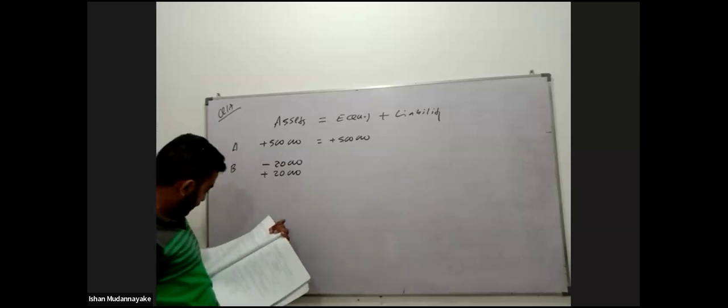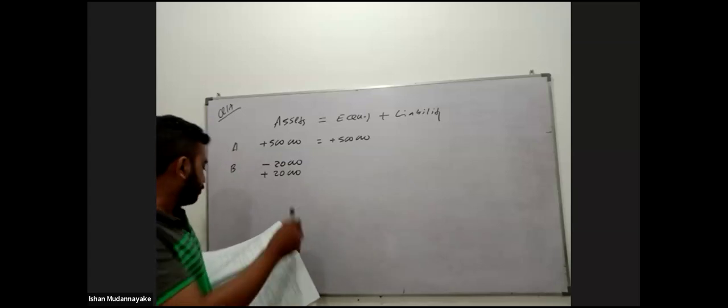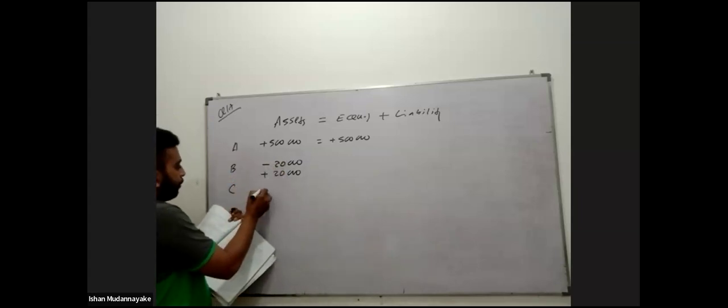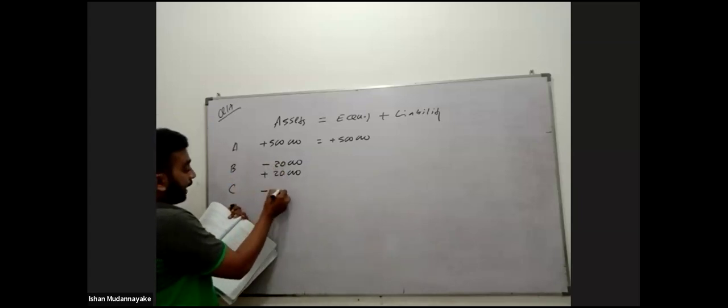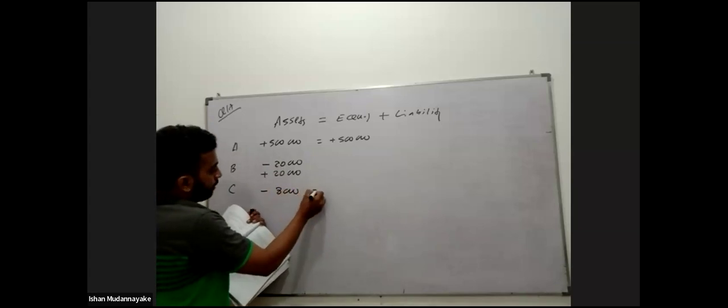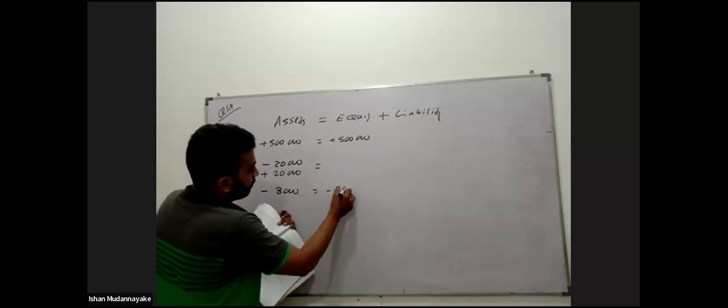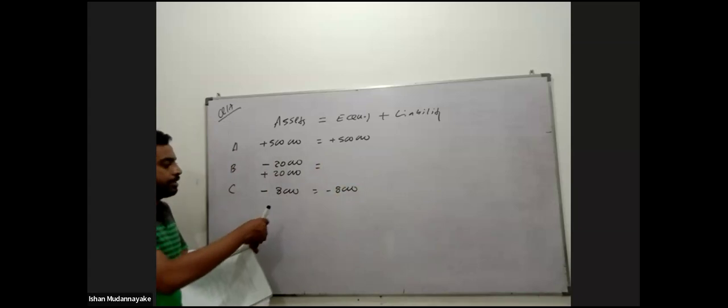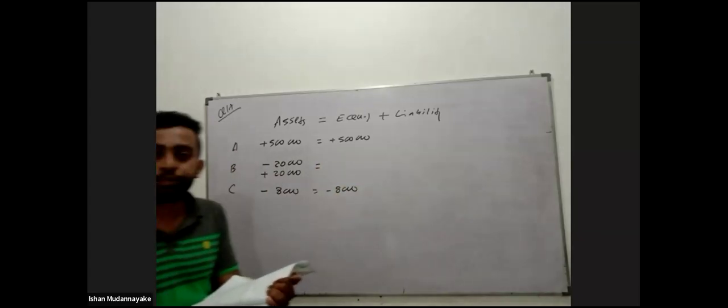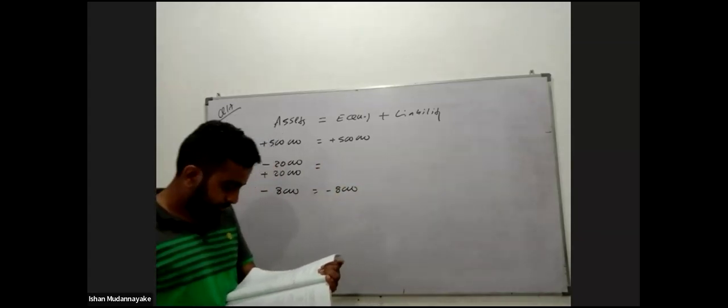Right. C. Paid electricity bill, 8,000. If you pay an electricity bill of 8,000, cash decreased by 8,000, equity decreased by 8,000.